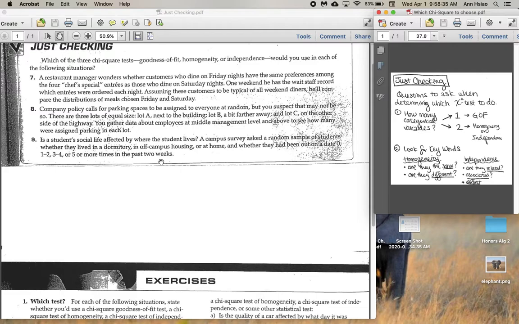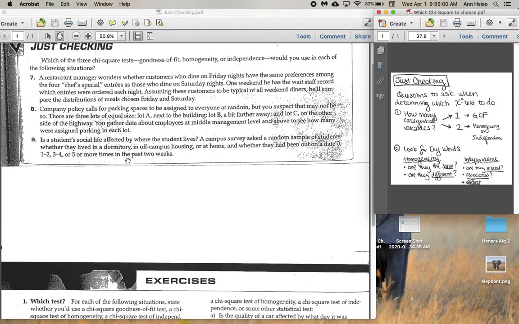Okay, so you want to imagine that you are one of these students in the sample, and the surveyor is asking you questions. And so the questions they're asking is, well, where do you live? And how many dates have you been on? All right. So we see we have 2 categorical variables. So it's either going to be homogeneity or independence.